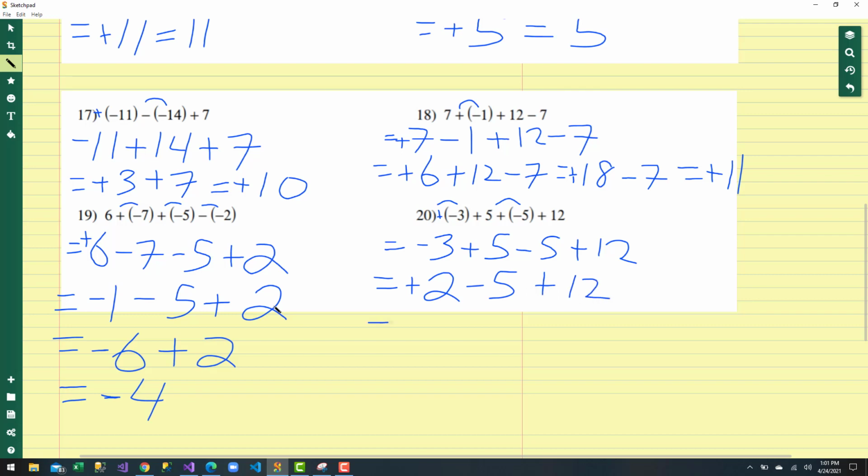All right, so next step, plus 2 and minus 5. Opposite signs, right? So 5 minus 2 is 3, copy the sign of the larger number, and then copy the rest of the equation. Now it becomes easy, right? Opposite signs. 12 minus 3 is 9. Copy the sign of the larger number, which is 12. Answer is positive 9.